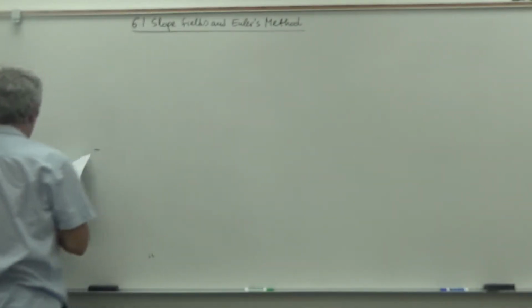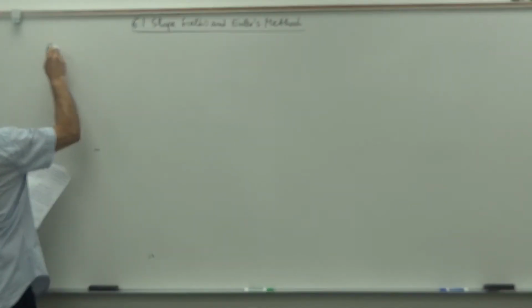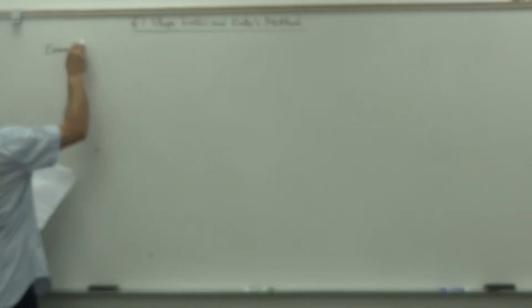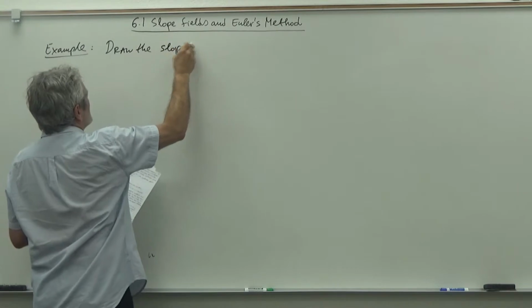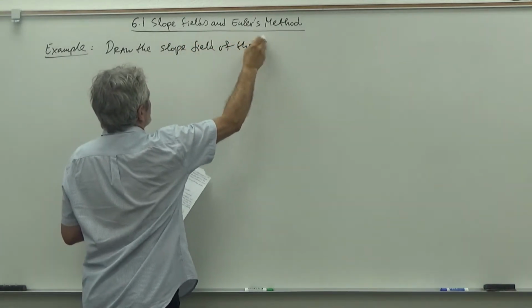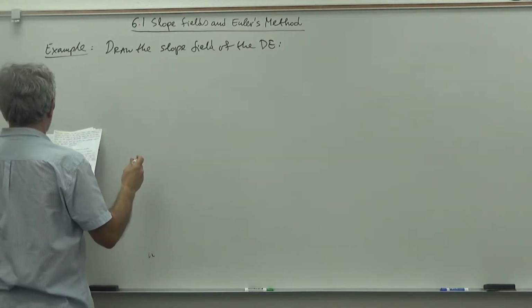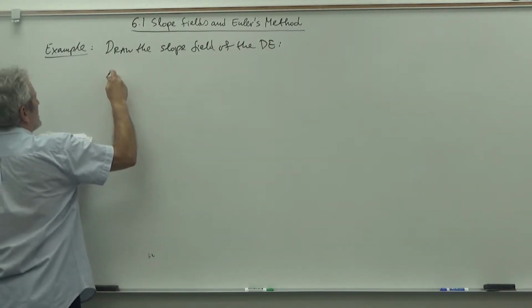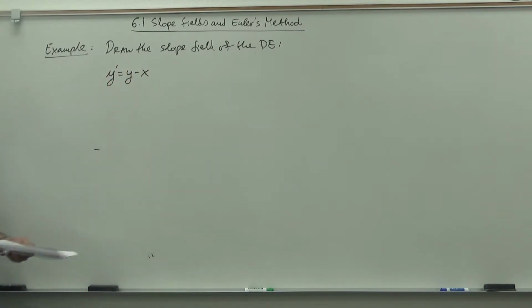So if I'm telling you the story, I'll just give you the example, and along the route I'll just say what they are. So example, below the slope field of the differential equation, and the equation is y prime equals y minus x. So what's happening here?